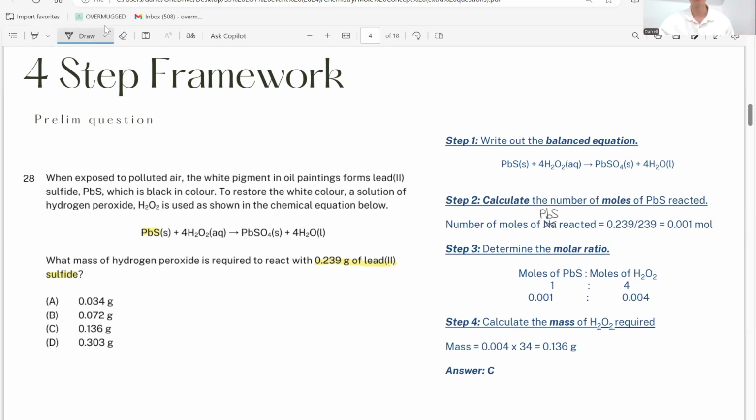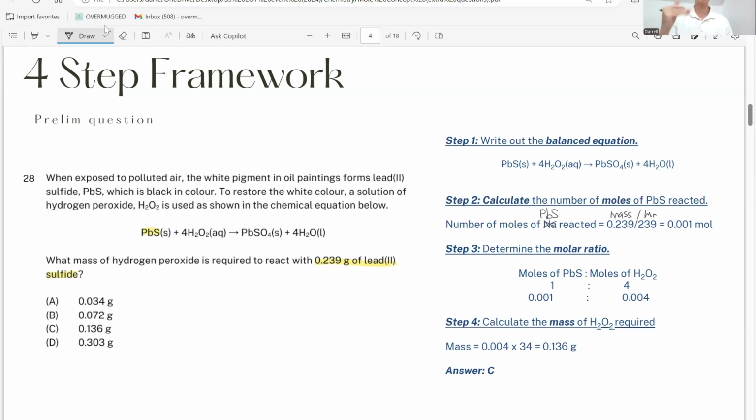What do we do? We take mass divided by MR. MR is the molecular mass. You simply go and find lead. Lead in the periodic table is 207. Sulfur is 32. So when you add it up, it gives you 239. Okay, don't ask me how I memorized it. I've been teaching for 10 years. You check the periodic table will do. No need to memorize. But the main point is that after you take mass divided by MR, you will get the number of moles of lead sulfide, 0.001.